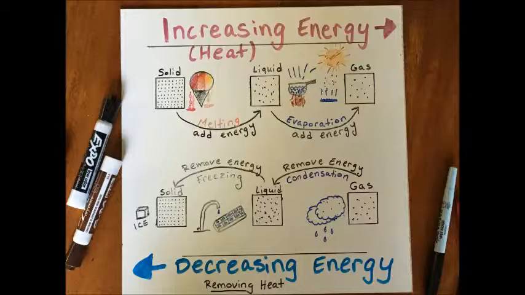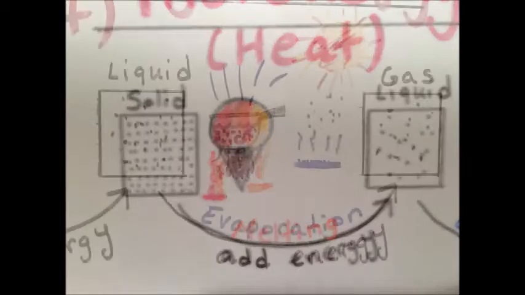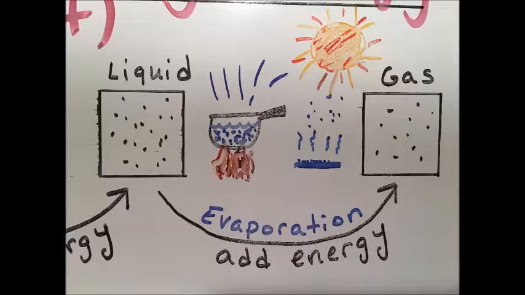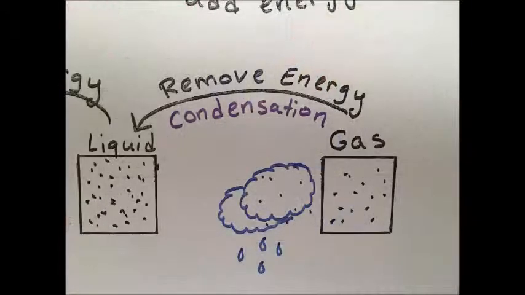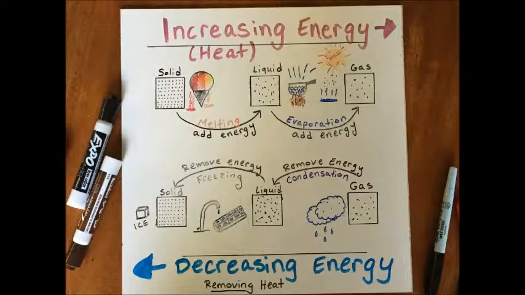So states of matter are affected by either adding heat or taking away heat. So adding heat to a solid will melt it into a liquid. And if we add energy or heat to a liquid, it will evaporate into a gas. When we remove energy from a gas, it will condense into a liquid. And when we remove energy from a liquid, it will freeze into a solid. So these are the states of matter and how they are affected by energy.